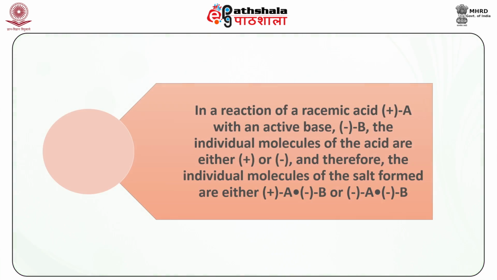When a racemic modification is allowed to interact with an optically active material to give a derivative such as a salt, in actual fact, two diastereomeric derivatives result. For example, in a reaction of racemic acid plus A with an active base minus B, the individual molecules of the acid are either plus or minus, and therefore the individual molecules of the salt formed are either plus A minus B or minus A minus B.